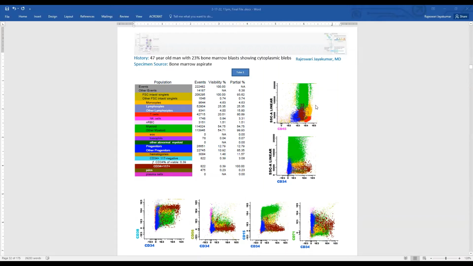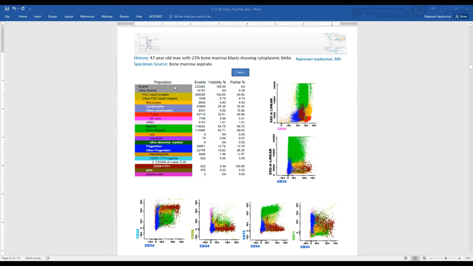The population in orange has bright CD45 and slightly higher side scatter than lymphocytes, and these are your monocytes. The population painted in green has dimmer CD45 than lymphocytes and monocytes and very high side scatter. These are the granulocytes in different stages of maturation, and they have very high side scatter due to their increased granularity. And we have a lot of cells sitting in the blast gate, painted in two different colors. One is the dark blue and the other is the maroon.